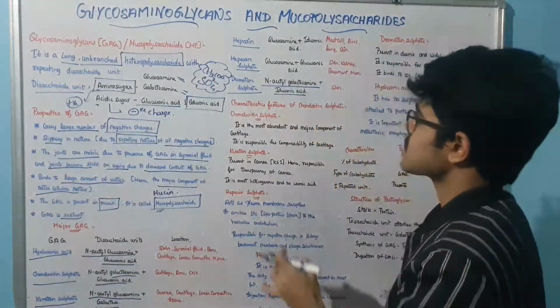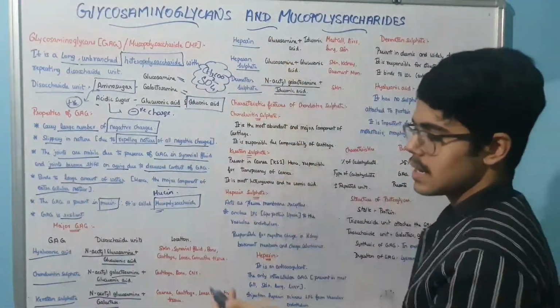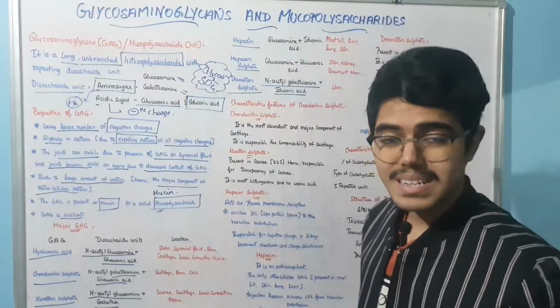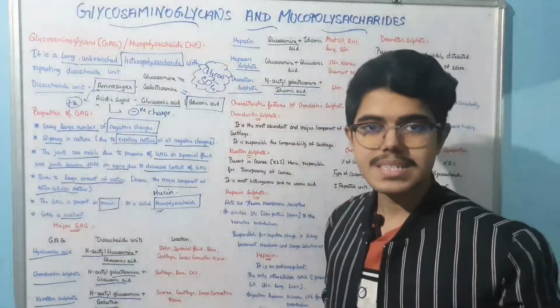Okay, the next important thing is heparin. There is no acetyl group on either the glucosamine or galactosamine, but it is only glucosamine, heparin plus iduronic acid.